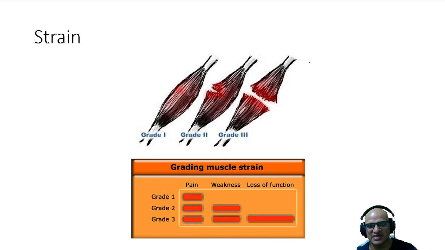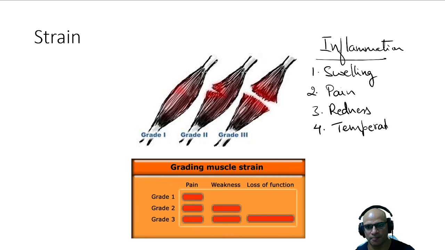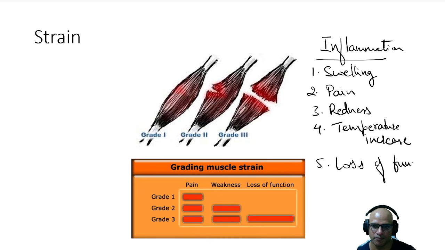Now, whenever there's an injury, it always results in something called inflammation. And the characteristics of inflammation are: first, swelling, pain, redness, it becomes red in color. Then you have temperature increase, and finally you have loss of function. These are the 5 characteristics of inflammation.